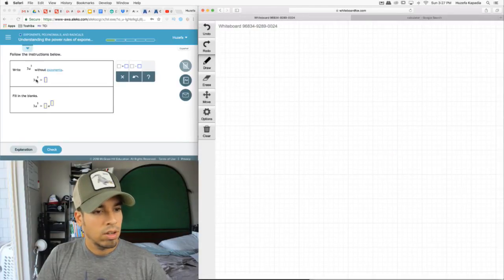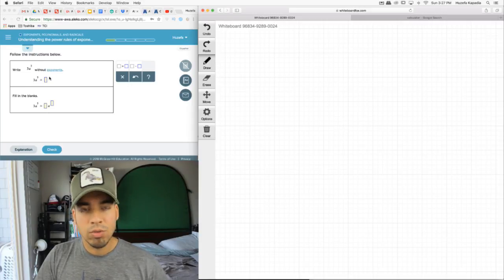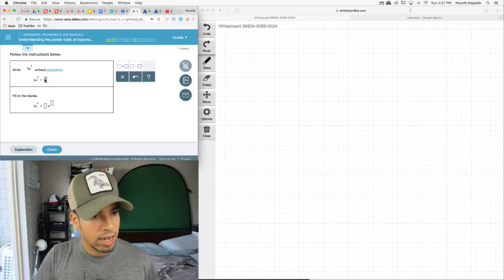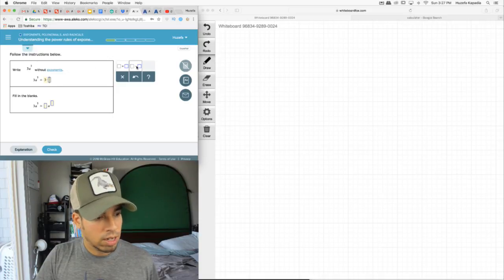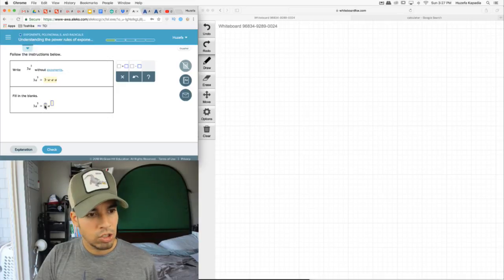Okay, next, we want to write this without exponents. Now, in this case, that exponent does not apply to the 3 because there's no parentheses. It only applies to that a. So we'd write this as 3 times a times a times a, right? A to the third is 3 a's multiplying each other. And we could, again, rewrite it in the original format.